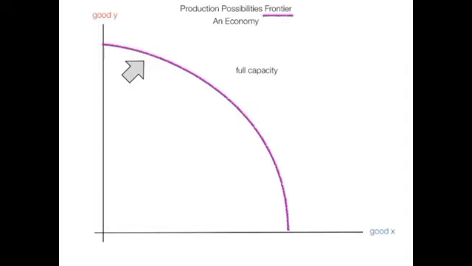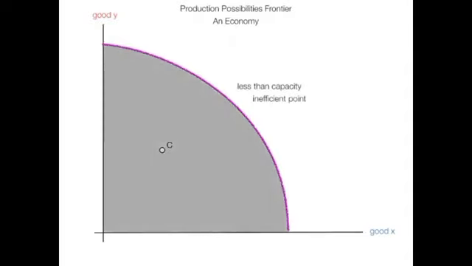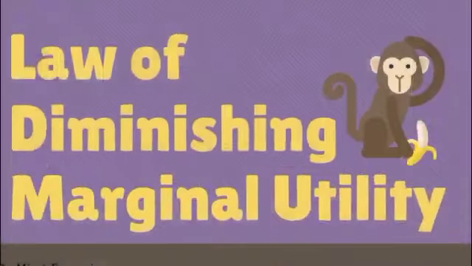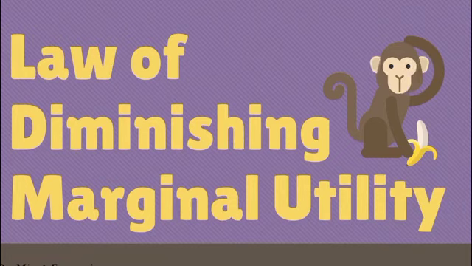While point C, inside the graph, means that resources are not fully utilized. That is, with less than its capacity, and point C is the inefficient point. While point D, outside the graph, is beyond capacity. At point D, production is not possible.